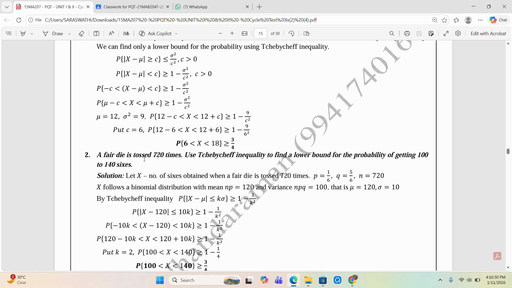And also there are 720 times a die is tossed, so n is equal to 720. Hence for the mean, we have already the formula np. The mean of the binomial distribution is np. Hence np is equal to, with n value equal to 720 and p equal to 1 by 6, so 720 by 6 is equal to 120. And we have the formula for variance is equal to npq. So npq, after we multiply the three values, we have 100. So now mu is equal to 120 and sigma is equal to 10.